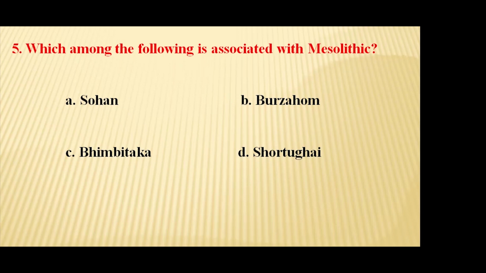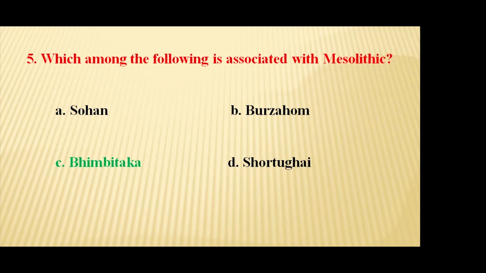Question number 5. Which among the following is associated with Mesolithic? Option A. Sohan. Option B. Busahom. Option C. Bimbetka. Option D. Shortugai. And the correct answer is option C. Bimbetka.